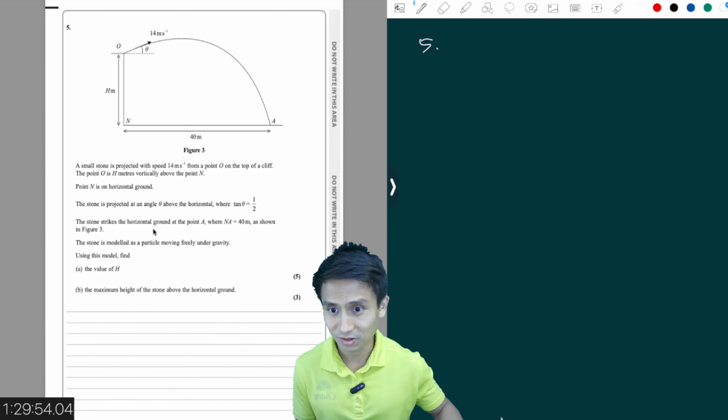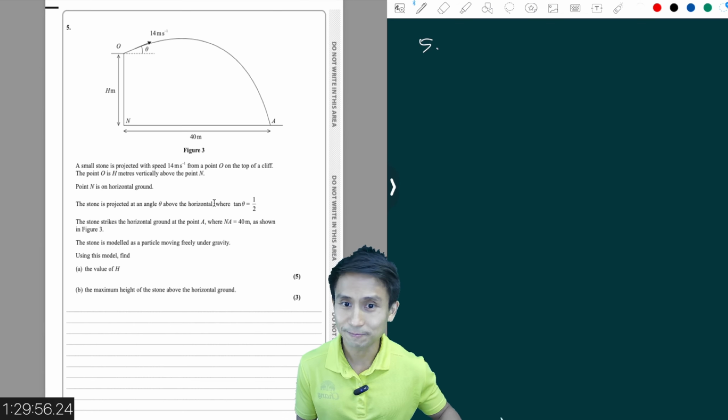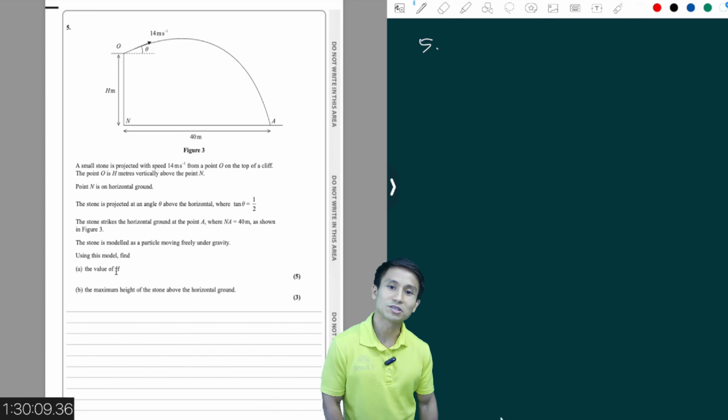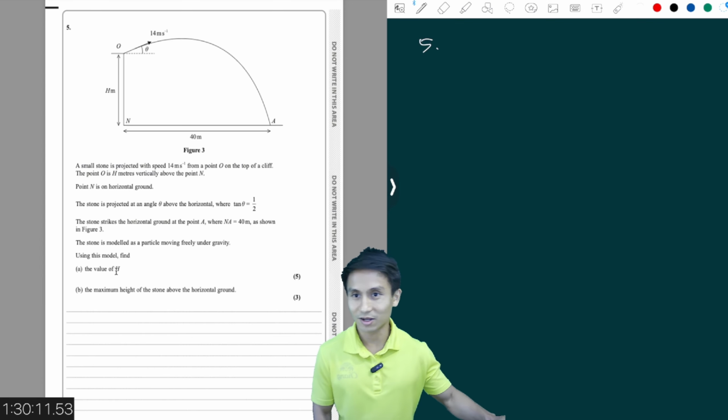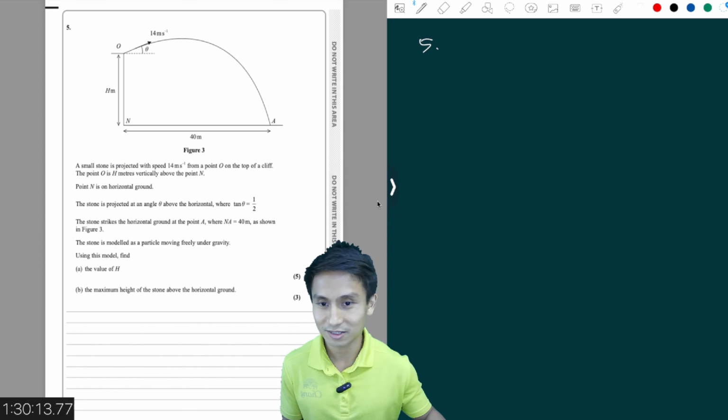The stone strikes the horizontal ground at the point A, where NA is 40 meters. Everything is included in the diagram. The stone is modeled as a particle moving freely under gravity. Using this model, find the value of H. So that's just the displacement vertically.